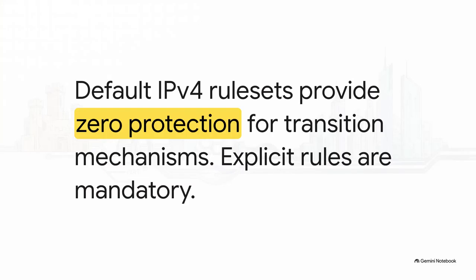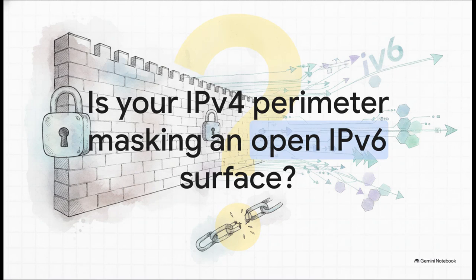Which brings us to the ultimate warning of Chapter 1. The universal risk here is that default IPv4 rule sets protect absolutely none of the transition mechanisms. Whether it's Protocol 41 tunnels, specific UDP ports like 3544, or synthesized DNS records, they will all bypass your standard legacy IPv4 controls. Explicit, mechanism-aware firewall rules are completely mandatory for all 11 transition technologies discussed in the series, no exceptions. So I want to leave you with this final provocative thought to take back to your teams.